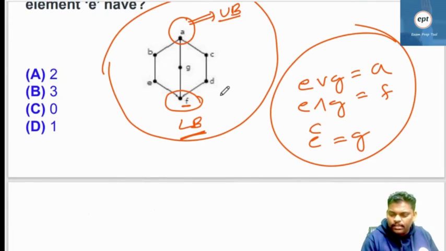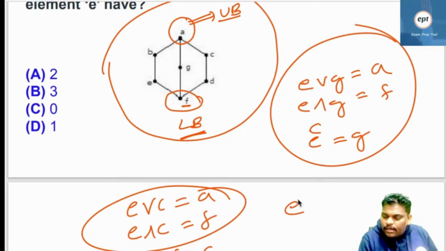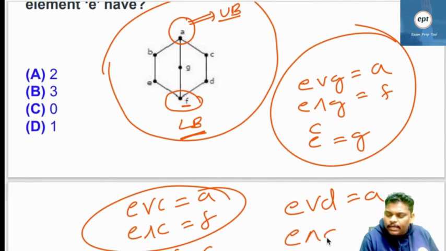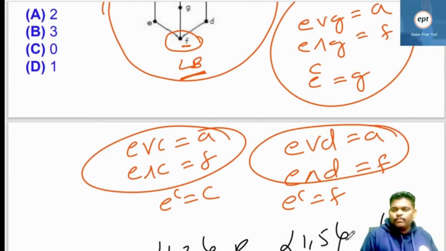Right? In a similar way, E and C meeting above, where? A. E and C meeting below, where? F. Again, E's complement is C. Next one, E and D meeting above, where? A. E and D meeting below, where? F. So E's complement is D also. So E has three complements. Am I right?